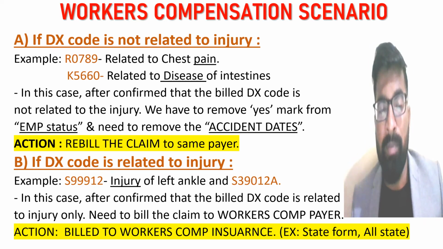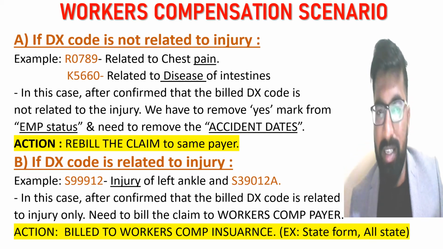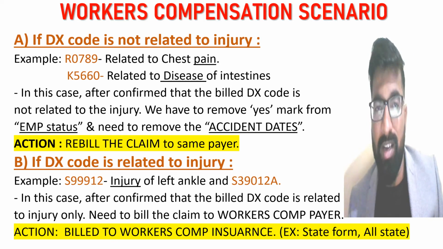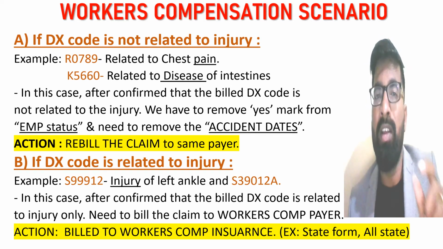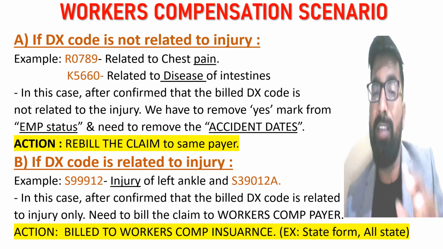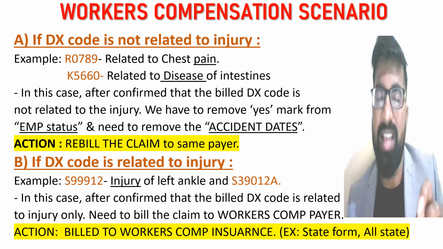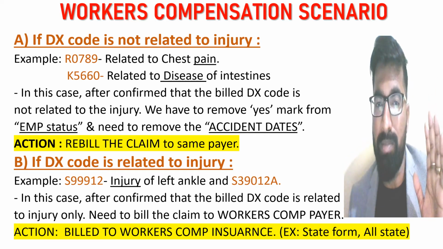Second one: what happens if the diagnosis code is related to the injury? Clearly, by the statement only we understand that yes, the diagnosis code is related to injury. I gave the note point, right? How we can see beforehand whether it is related to injury or not. Once again, I'm repeating: if the diagnosis code starts with the alphabet S as in Sierra, then we confirm that yes, 99% it is related to workers' compensation.